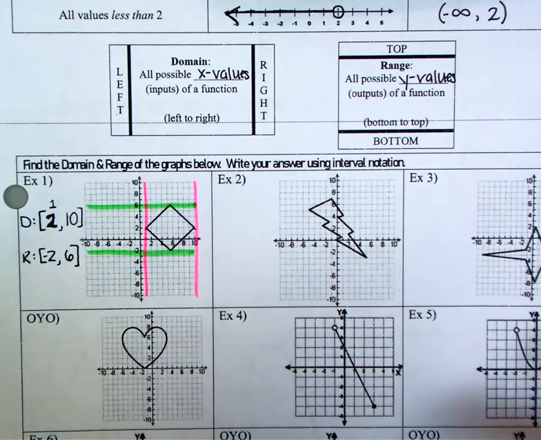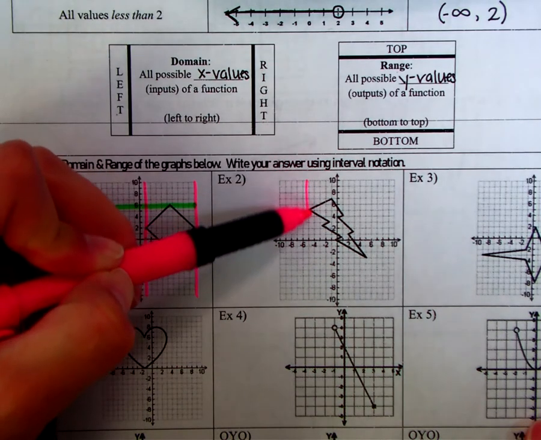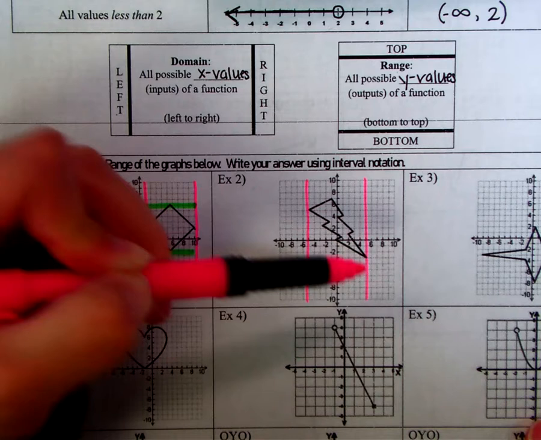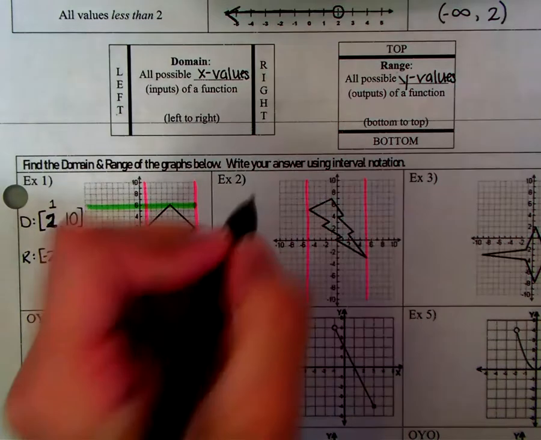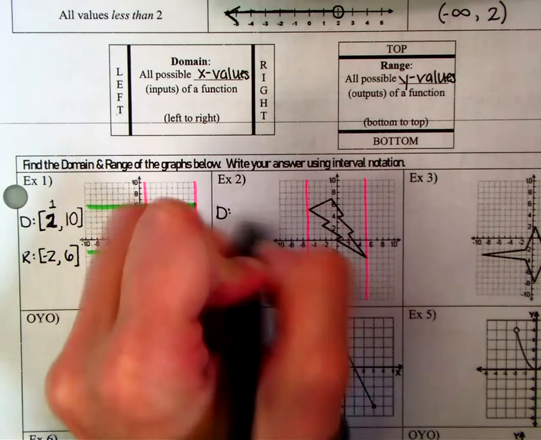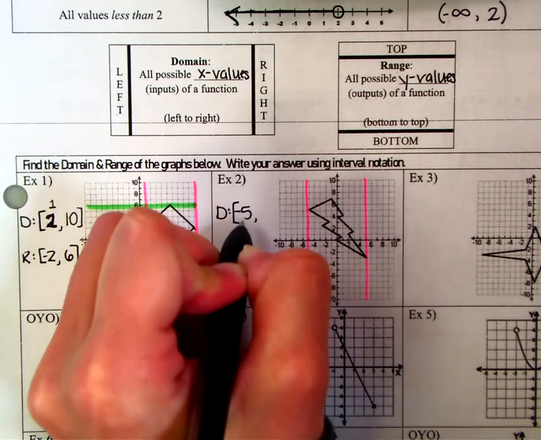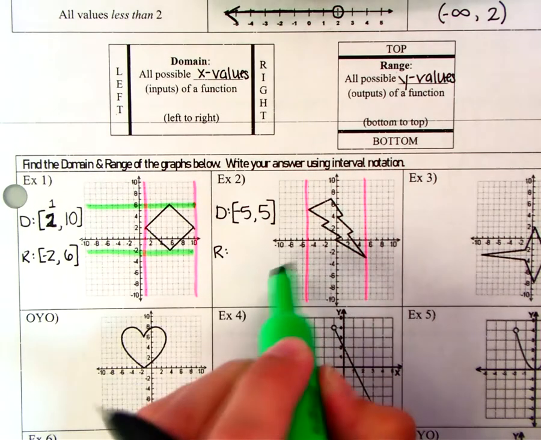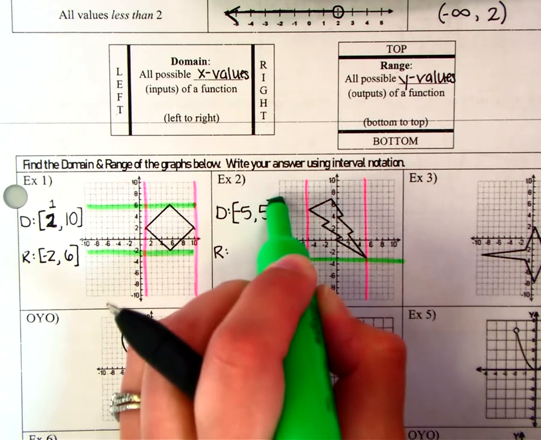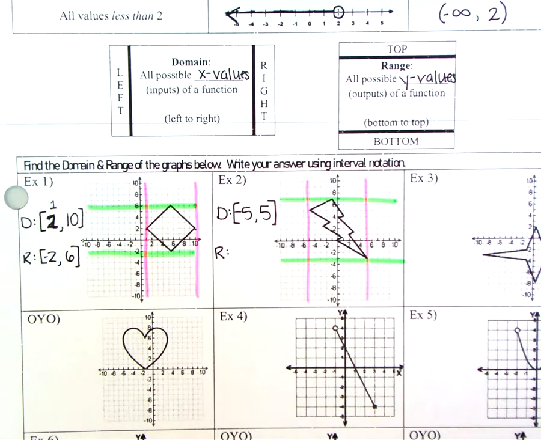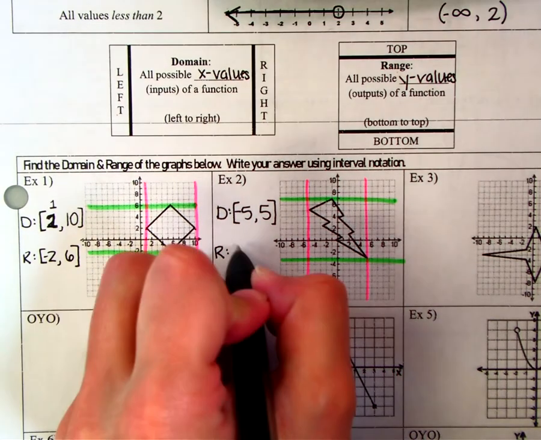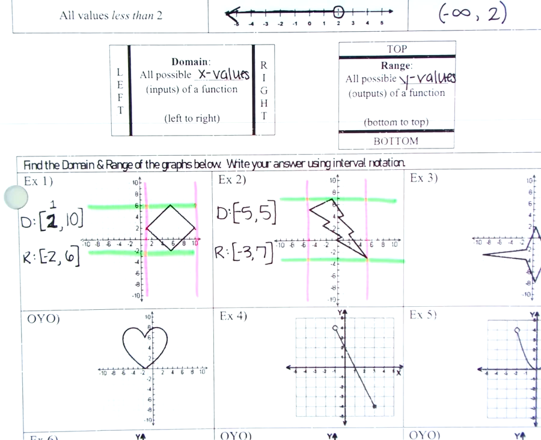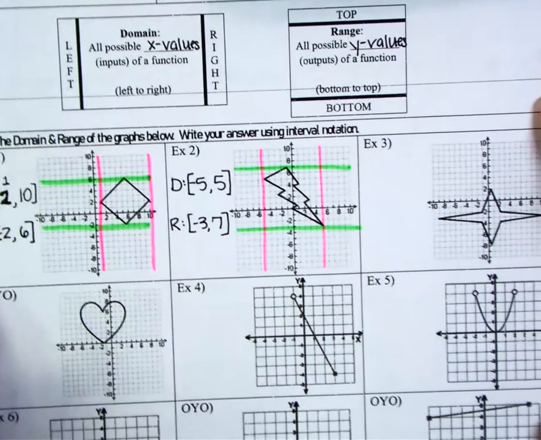So in example 2, do the same thing, box it in. My left side crosses here, my right side crosses here. So my domain goes from -5 to 5. And my range, my y value, I'm reading it off of the y-axis, is -3 to +7. And we'll keep doing those.